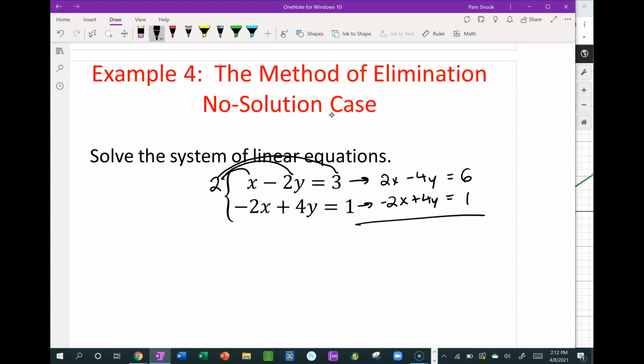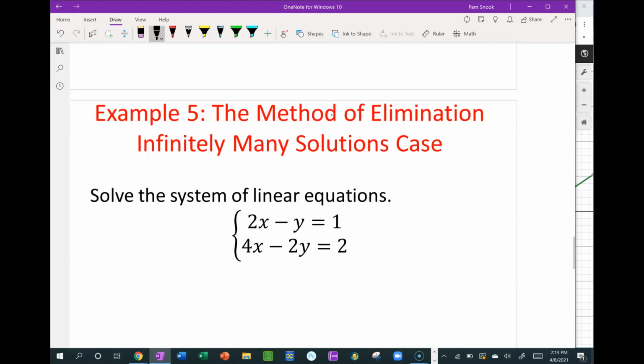Now add them together. I have 2x minus 2x, so the x's go away. Negative 4y plus 4y, so the y's go away. That leaves me nothing left on my left side, so that's a 0. Equals, now let's add the right side. 6 plus 1 is 7. 0 does not equal 7. Never, ever, ever equals 7. Therefore, because this never works, this is no solution. And what tips you off for that is you get an answer at the end that can never work. 0 is never 7. Not ever.